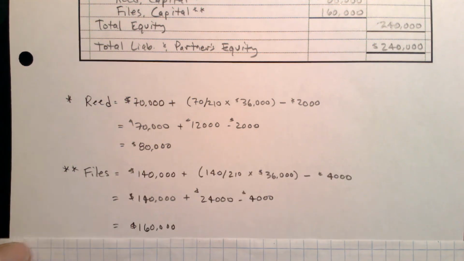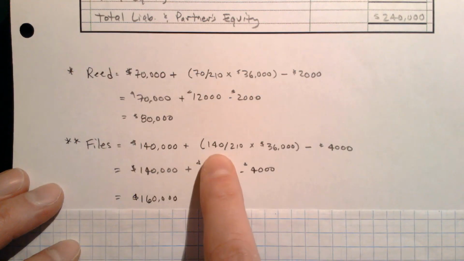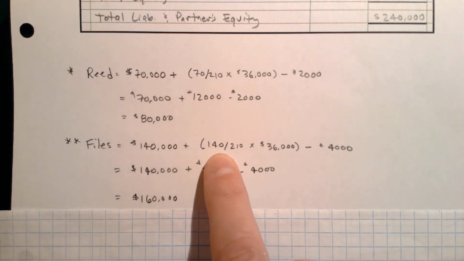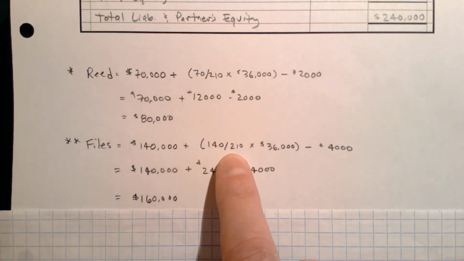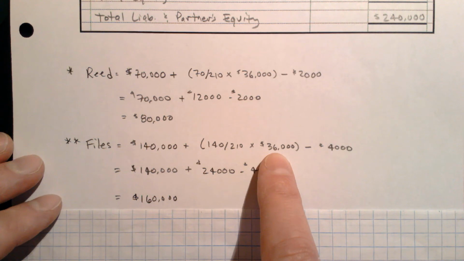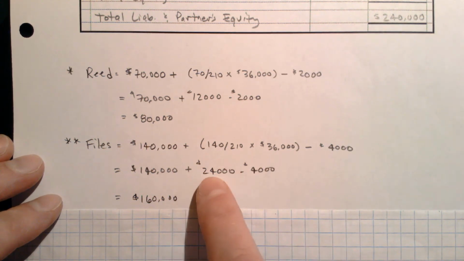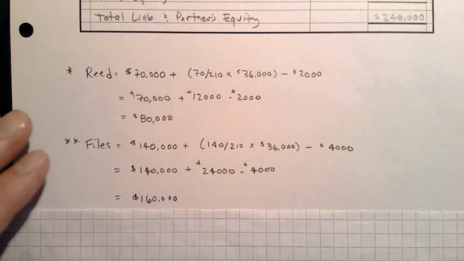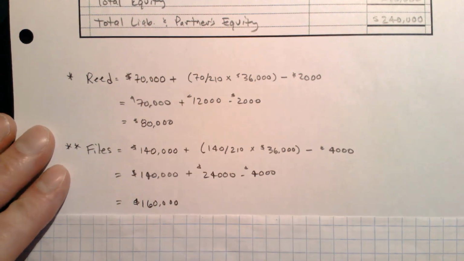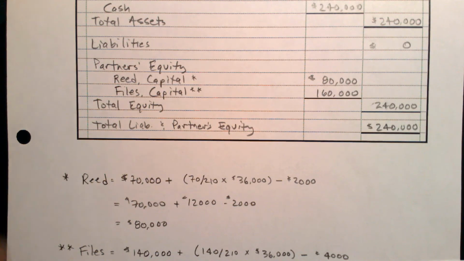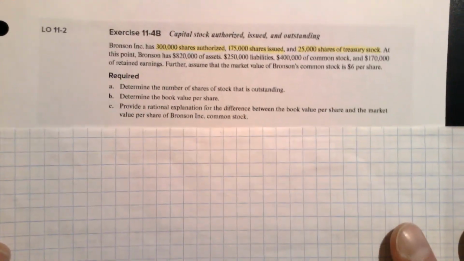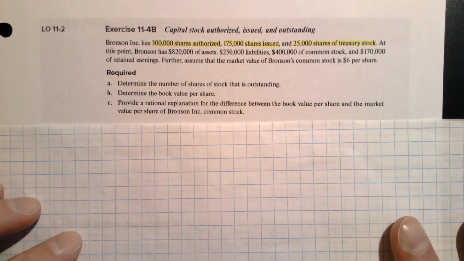When I do the same work for Files, 140, in the case of Files, he's getting 140/210, or 2/3 of 36,000 minus 4. So 140 plus 24 minus 4 is an ending balance of 160. And again, those two numbers add up to 240, which they have to. Okay, that's problem 11-3. So 11-4 deals with corporations, and it deals with shares of stock.